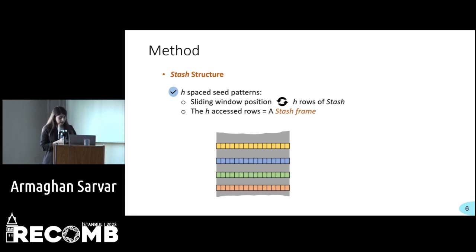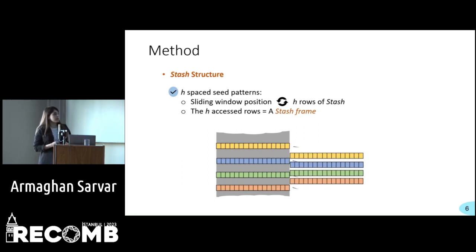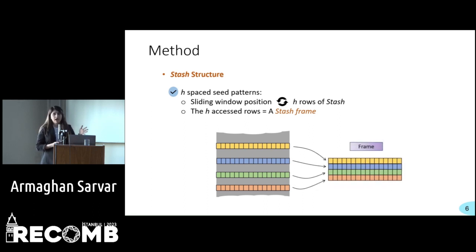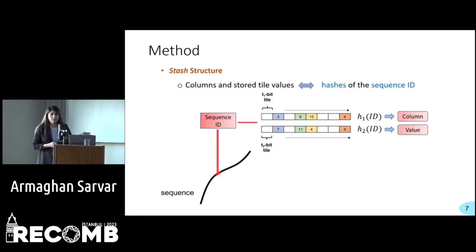Having h spaced seed patterns, each sliding window position will update h rows of STASH, and we call these h accessed rows a STASH frame. As for the next step in filling the STASH tile, the column and the stored tile value are indicated by hashes of the sequence ID. So for the input sequence, the sequence ID is hashed twice using 2 different hash functions, and the resulting values are segmented into T1 and T2 bit tiles respectively. The tiles of the first hash function output specify the column, and the tiles of the second hash function output specify the value to be stored.